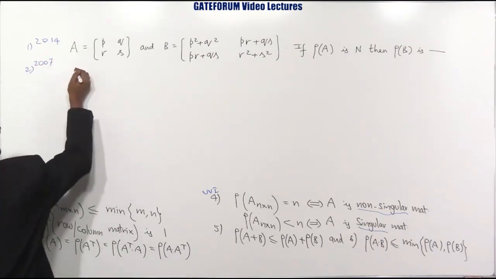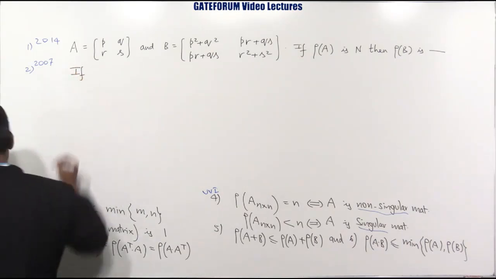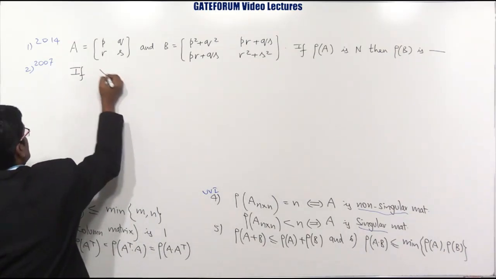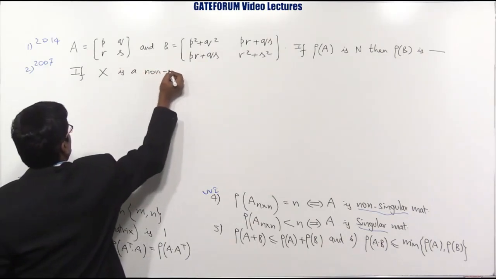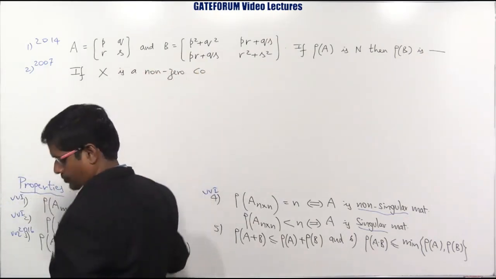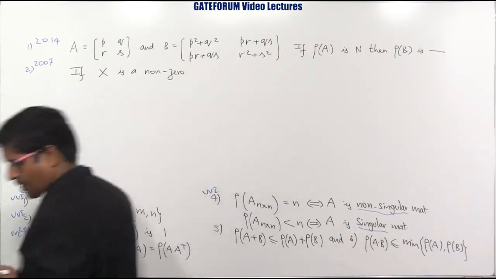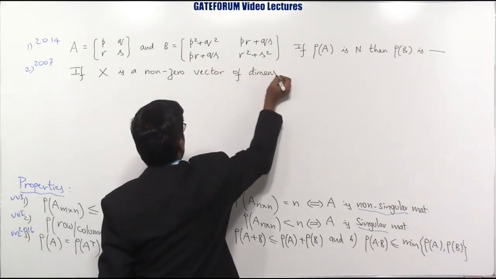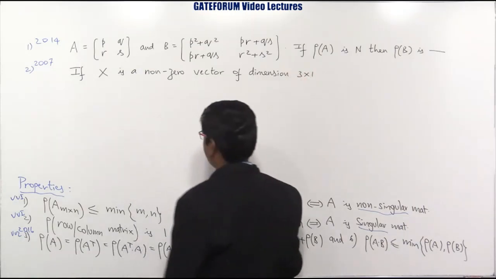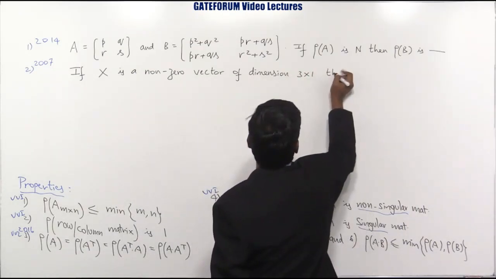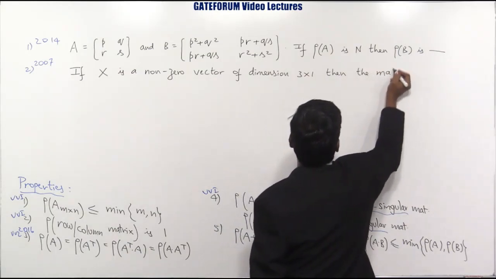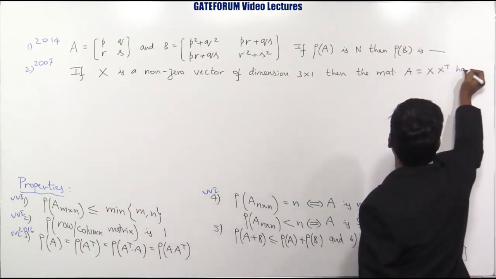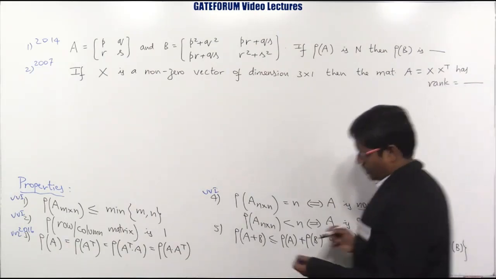2007. If X is a non-zero vector of dimension 3 cross 1, then the matrix A is equal to X into X transpose has rank is equal to dash.